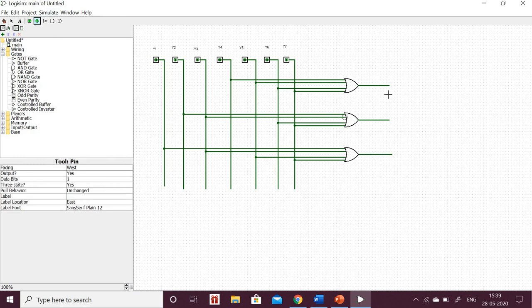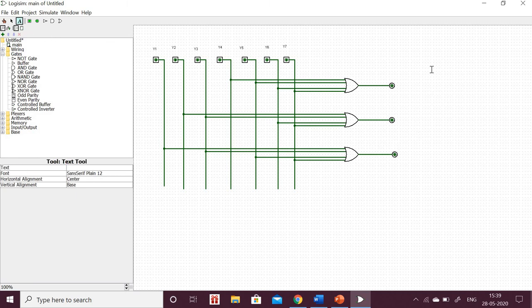Now I will connect outputs. This output I call A, this output I call B, this output I call C, and this is the circuit of the 7:3 encoder circuit. Now we will verify the circuit.